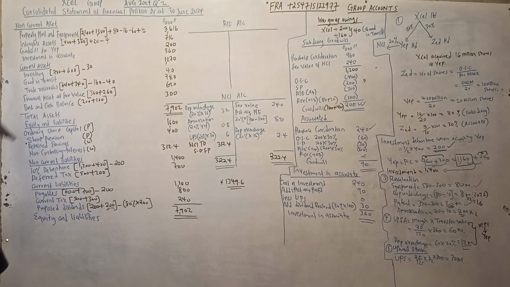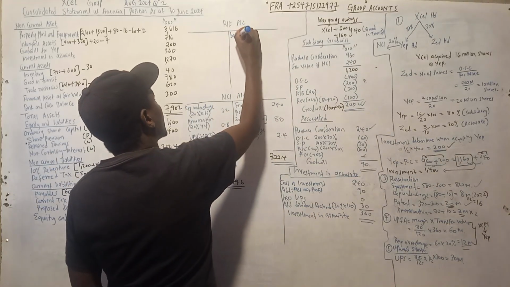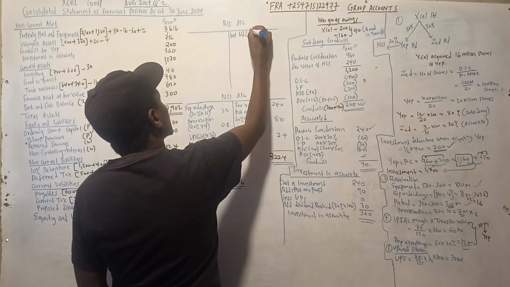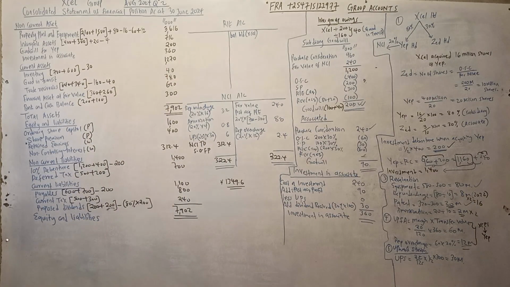So let us do this one. Let us start with the balances. So balance for Excel. So balance down. This one is for Excel. So balance for Excel in our balance sheet.